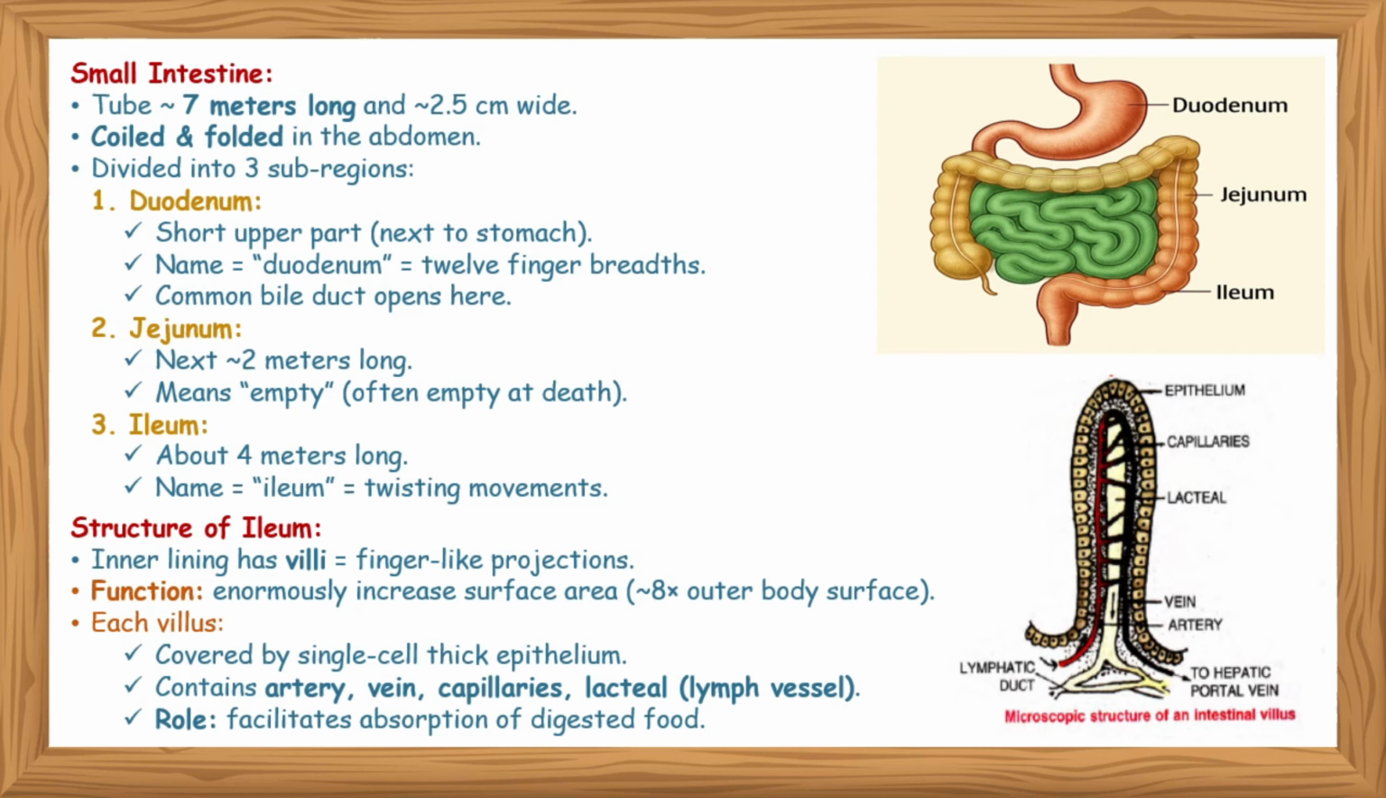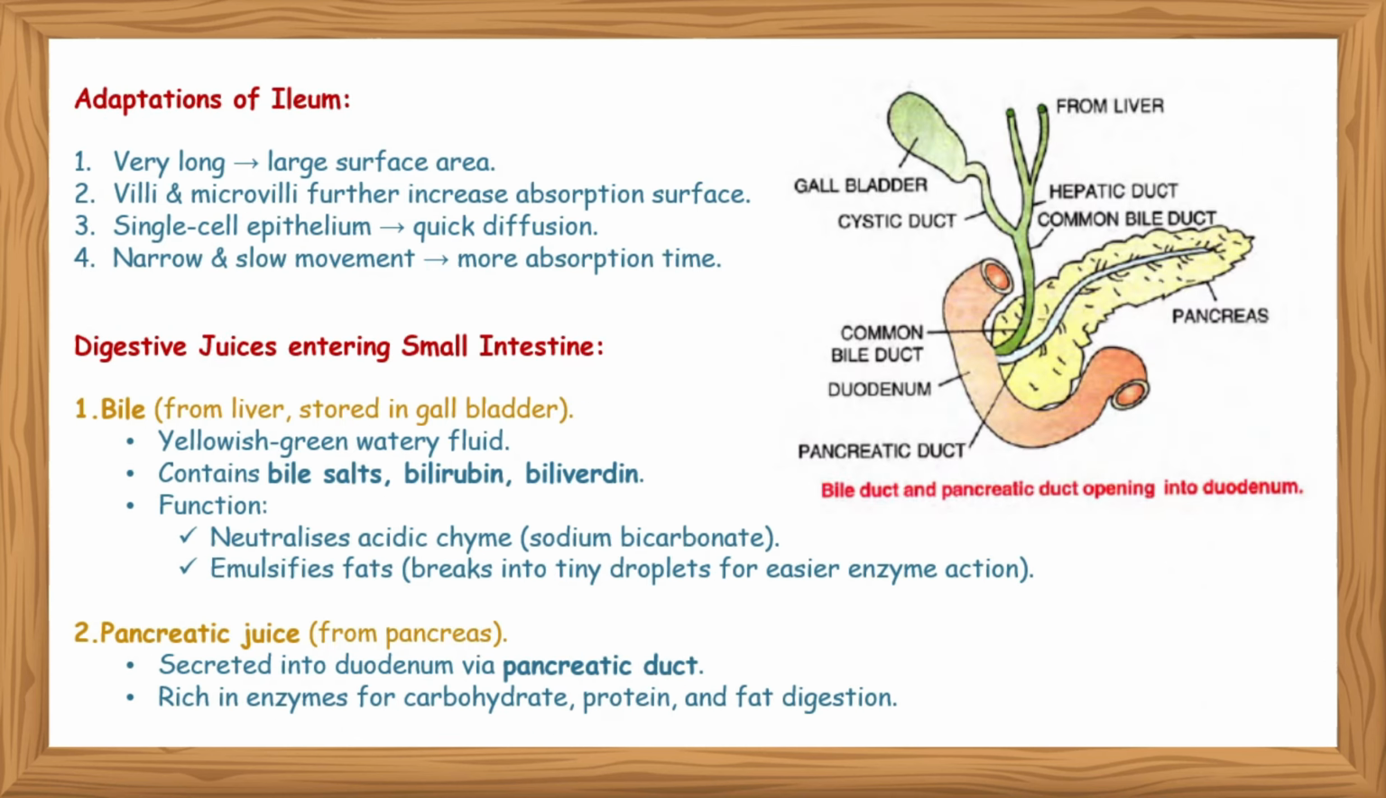Each villus is covered by single cell thick epithelium. It contains an artery, vein, capillaries, and a lacteal or lymph vessel. Its role is to facilitate absorption of digested food. Adaptations of the ileum: it is very long, so it has a large surface area. The villi and microvilli further increase the absorption surface. The single cell epithelium is responsible for quick diffusion, and narrow and slow movement of this structure helps in more absorption time.